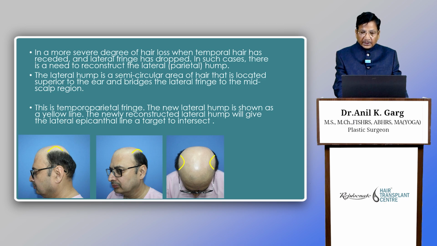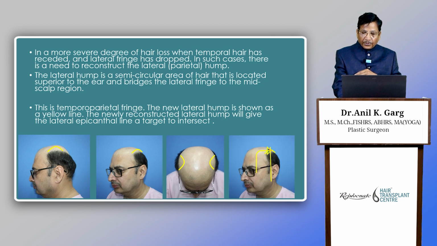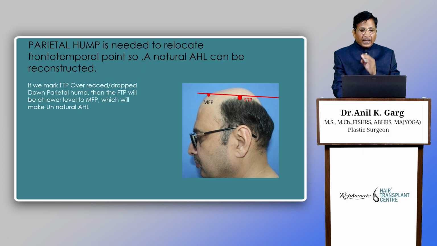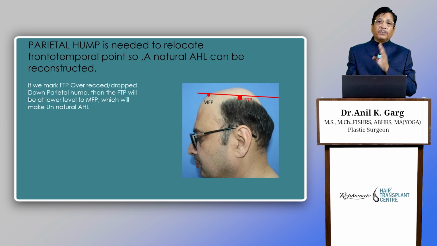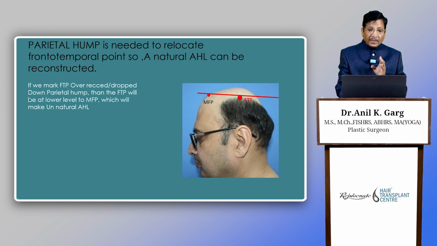The newly reconstructed lateral hump will give a lateral epicanthus line to intersect. Here I am showing. This is very important to understand. Parietal hump is needed. Why do we need parietal hump creation? Parietal hump is needed to relocate the frontotemporal point, so a natural anterior line can be reconstructed.